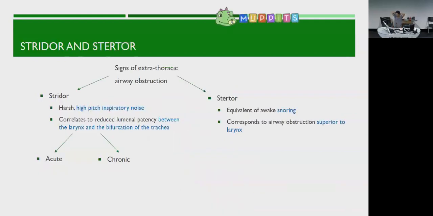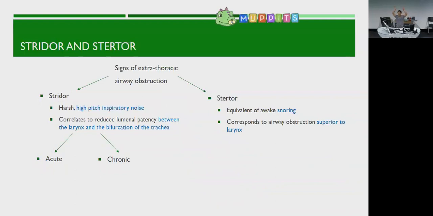So just a very quick recap of noises that kids make with their upper airway. If it sounds like snoring, we call that stertor, and it corresponds to some form of obstruction superior to the larynx. These kids are unlikely to obstruct their airway. And if it sounds like a classically described high-pitched inspiratory noise, we call that stridor. That's between the larynx and the bifurcation of the trachea.